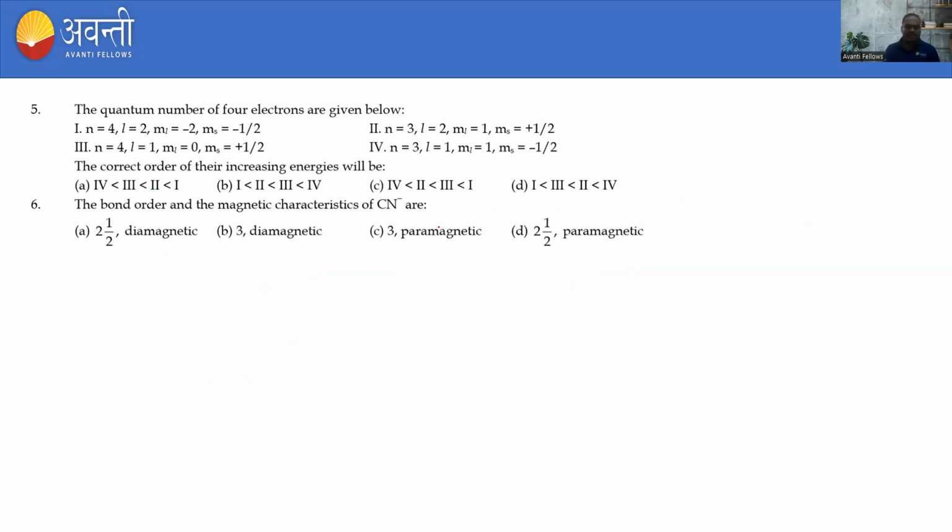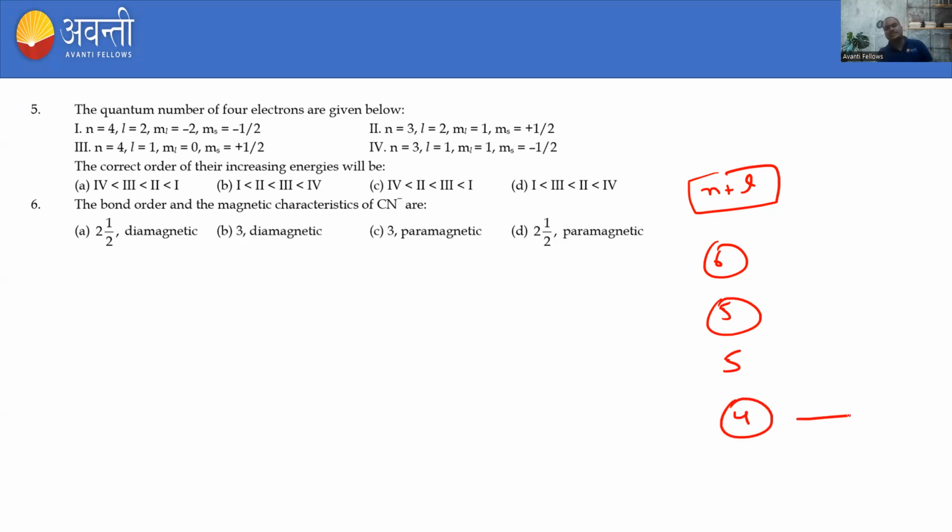Now, move to the next question, that is question number 5, right? According to this question, the quantum numbers of the four electrons are given below. The correct order of their increasing energy will be. So, we know that for energy, we use the n plus l rule, right? For example, in case of the first one, n plus l is equal to 4 plus 2, that is 6, right? For the second option, 3 plus 2, that is 5. 4 plus 1, again 5, and 3 plus 1, that is 4, right?